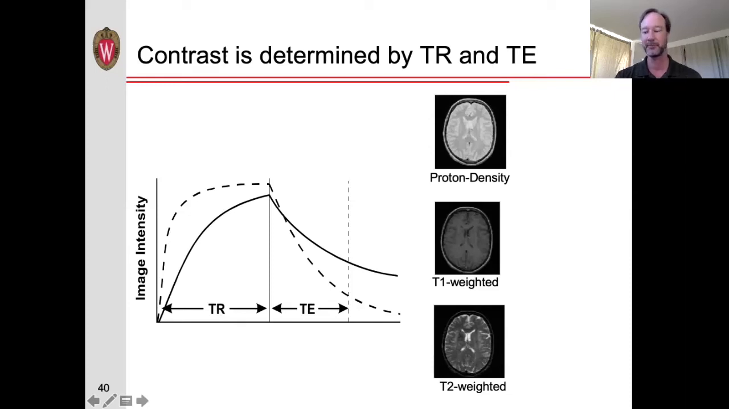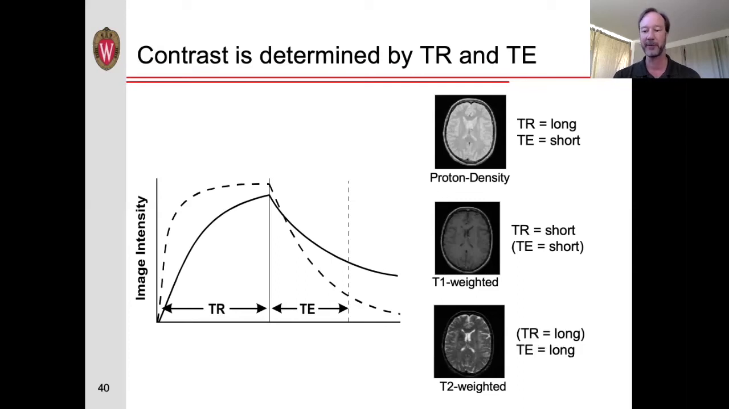So in summary, if we acquire the data with a long TR and a short TE, we have very little T1 or T2 contrast, and so that's what we call a proton density weighted image. If we acquire the data with a short TR and a relatively short TE, we get a T1 weighted image. And if we acquire the data with a long TE and a long TR, we get an image that is primarily T2 weighted.